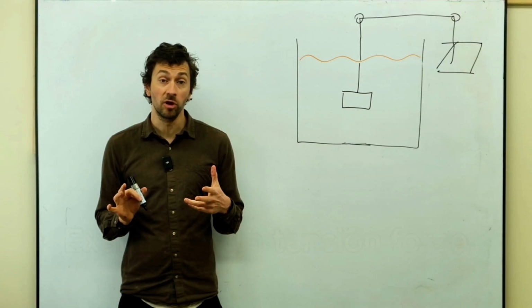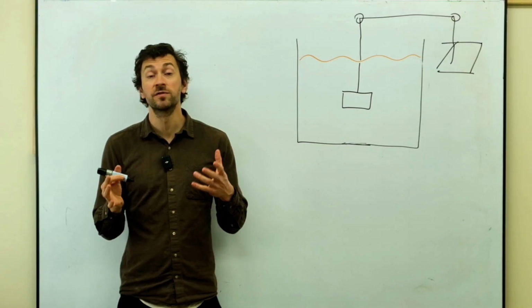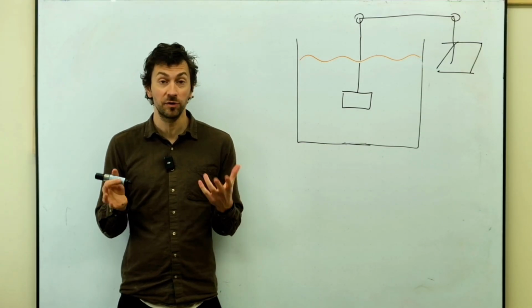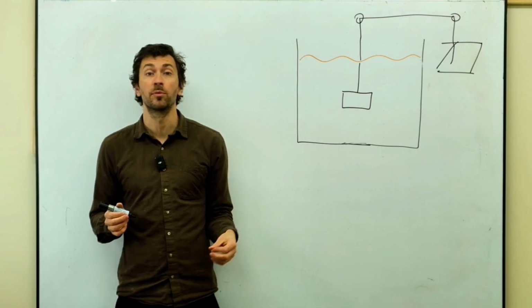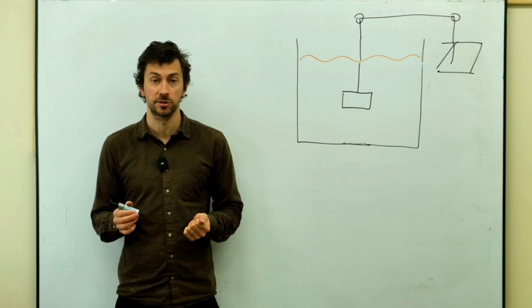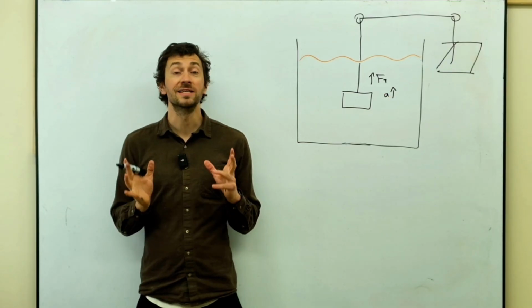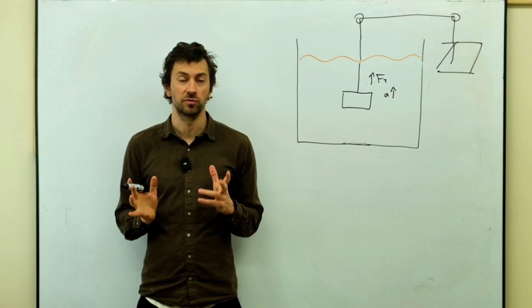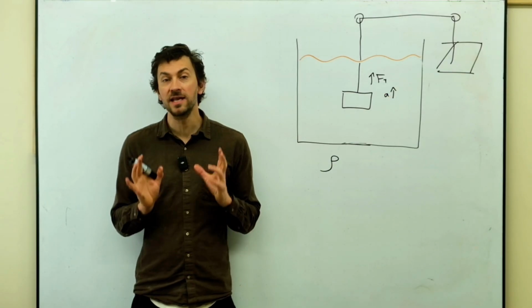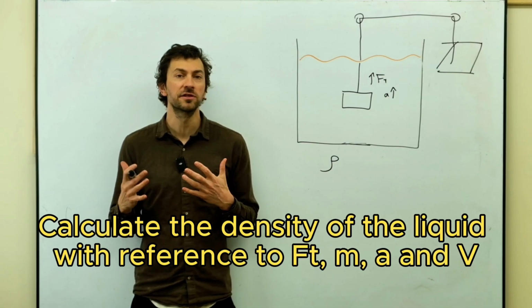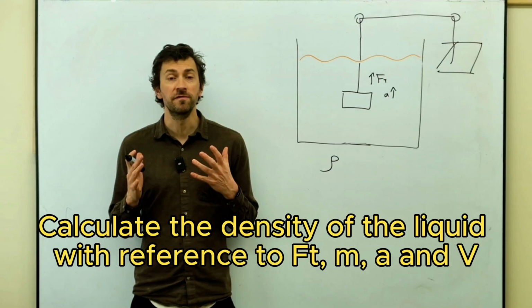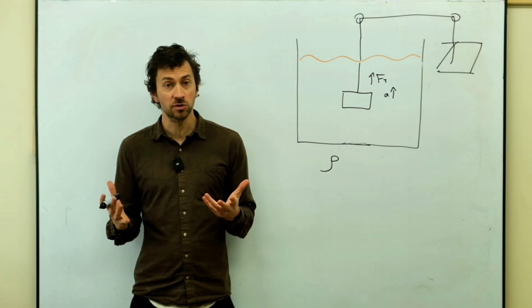Let's imagine there's a block that's in a tank of unknown liquid, floating in that fluid. And there's a crane pulling it upwards with a force of tension upwards. And the block is accelerating upwards at a certain rate. So we don't know the density of this fluid. I'm going to ask us to calculate the density of this fluid in terms of the variables in this question.